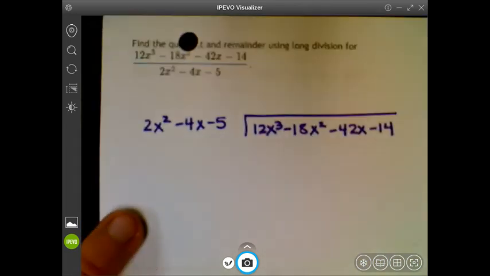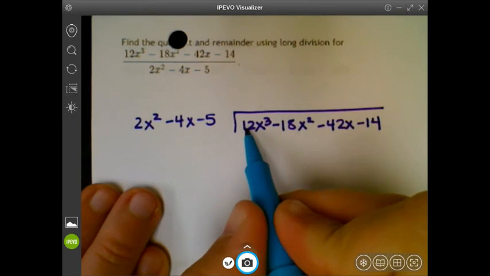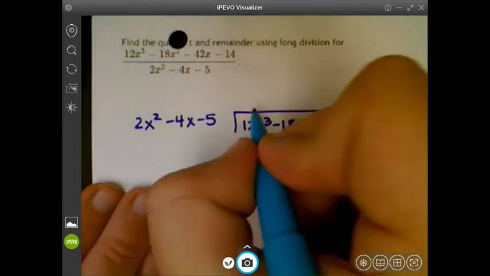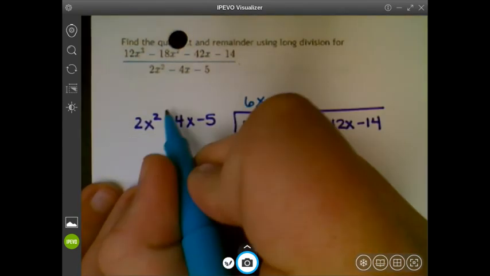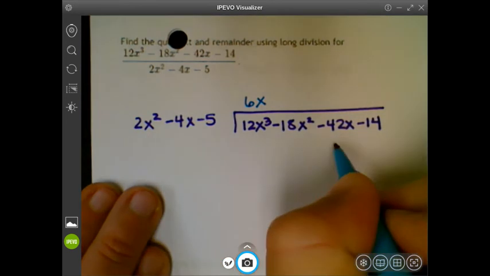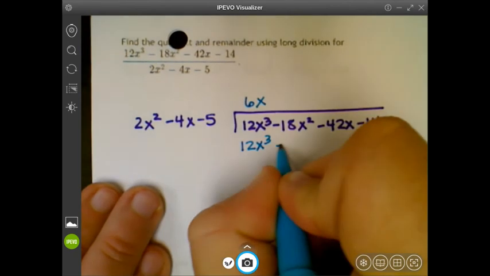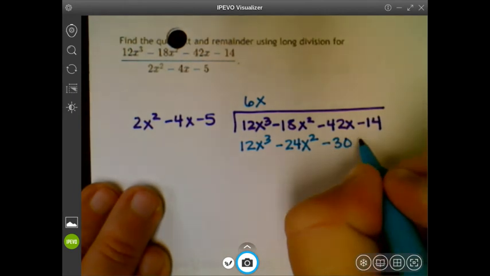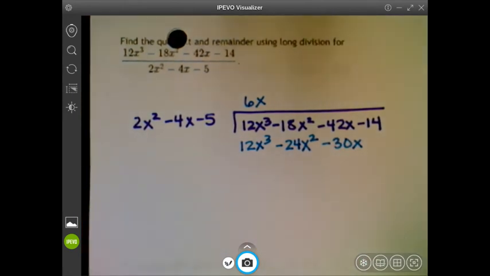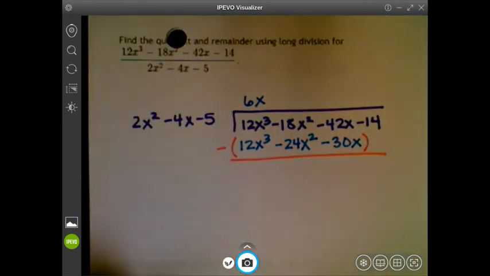And you're going to do the same process that we did before. So 2x squared times what is going to be 12x cubed. Well, 2 times 6 is 12. And x squared times x would be x cubed. And then you're going to multiply. And here you multiply by all three. So you're going to have three terms here. So you'll have a 12x cubed, a minus 24x squared, and a minus 30x. And then remember, you have to take the opposite of these. You're going to subtract them from that equation.